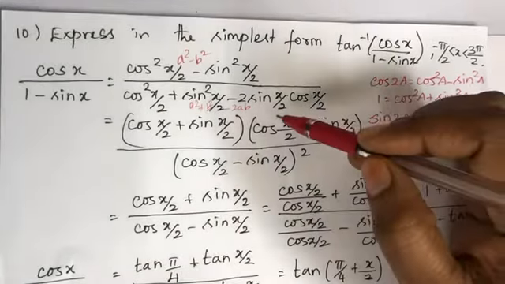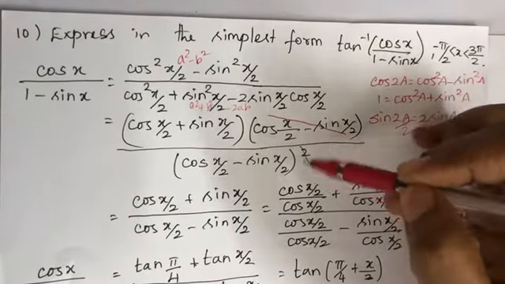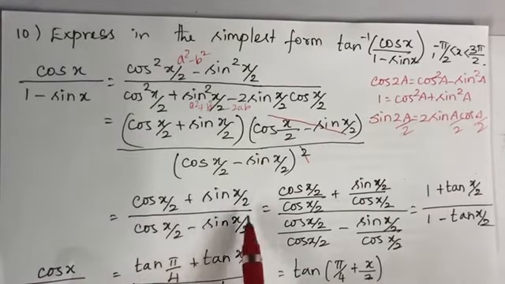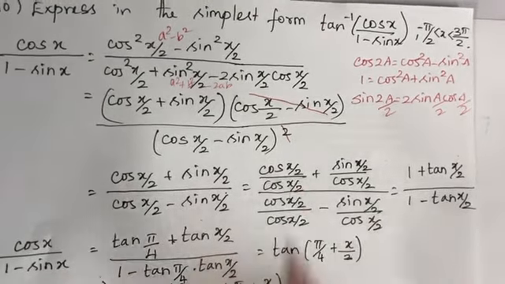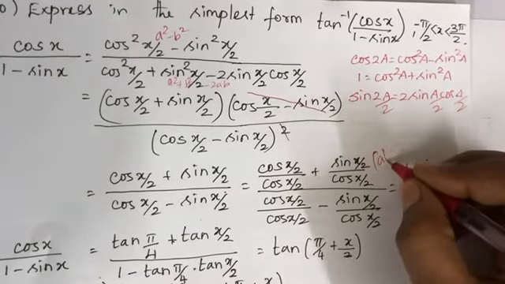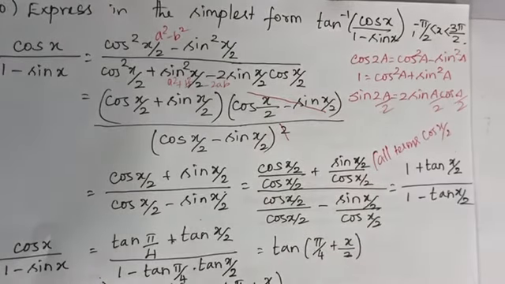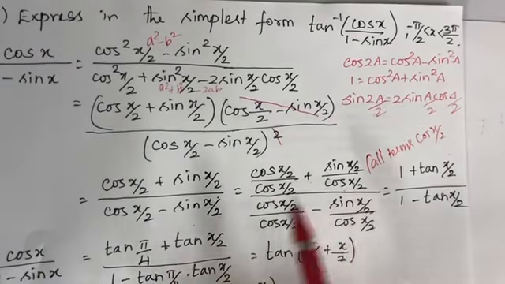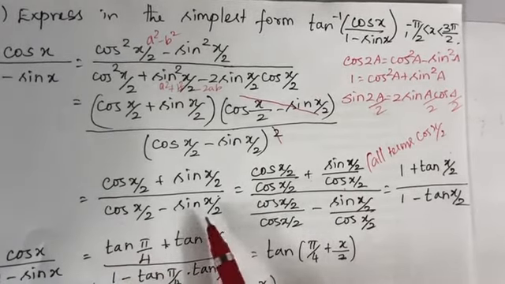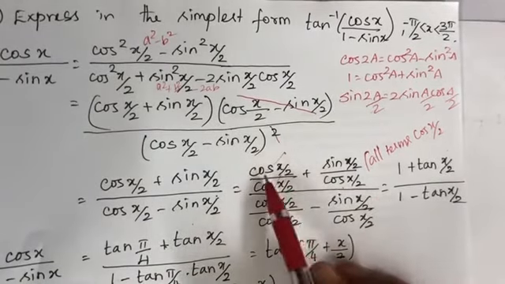Okay. So, one term cos x by 2 minus sin x by 2 will get cancelled. Cos x by 2 plus sin x by 2 by cos x by 2 minus sin x by 2. Now, I divide all the terms by cos x by 2, because we need to bring tan inverse. So, cos x by 2 by cos x by 2, sin x by 2 by cos x by 2, cos x by 2 by cos x by 2, minus sin x by 2 by cos x by 2. So, here it will get cancelled. So, 1.